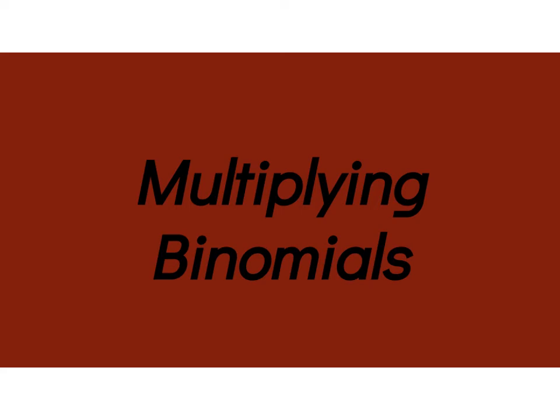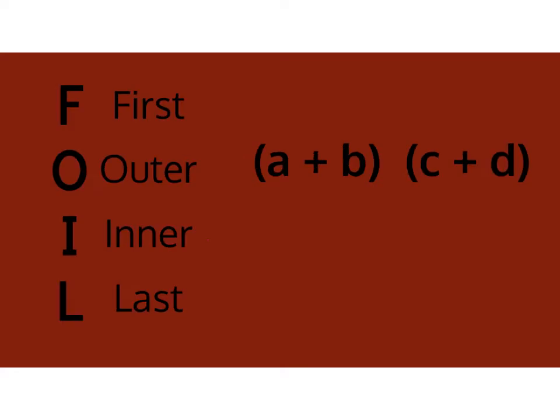All right, today we're going to look at multiplying binomials using the FOIL method. It's an acronym, and I'm going to show you what that FOIL acronym represents. The F is for first. So when we're talking about first, we're talking about the two terms here. So we're talking about A times C.